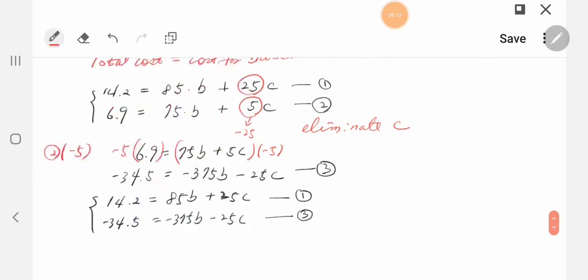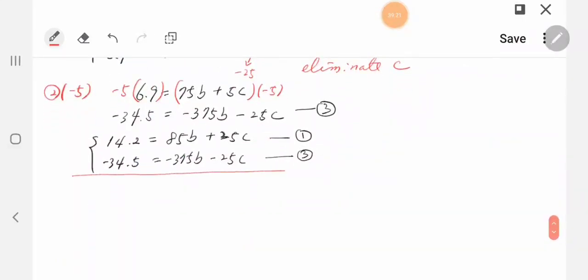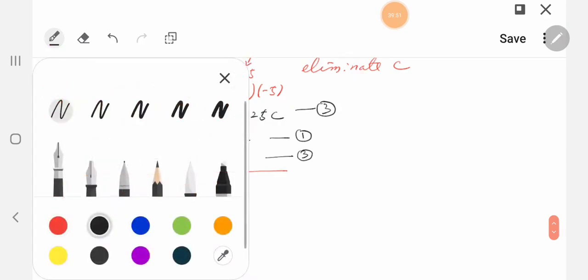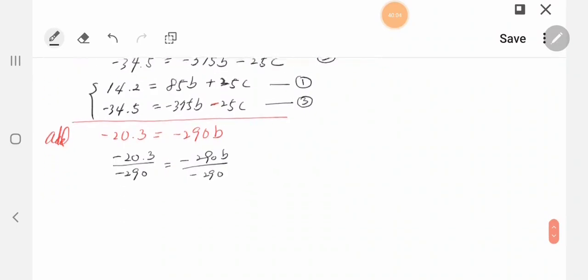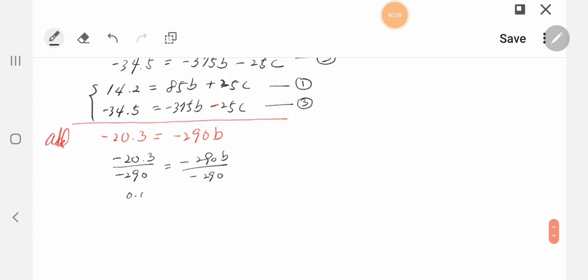And then what do we do next? We want to get rid of the variable C, because this is 25C and negative 25C. So we can just add the two equations so that we get rid of C. 14.2 minus 34.5 is negative 20.3, and this side is negative 290B. Then divide each side by negative 290. Using a calculator, this gives us 0.07 is equal to B. So the price of each black and white copy is 7 cents.